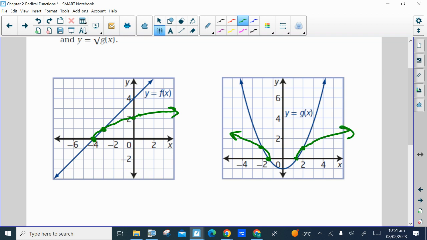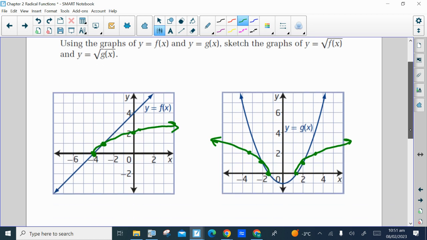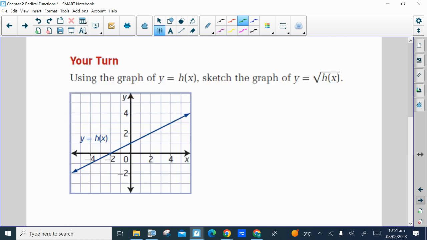We could, if we wanted to, be a little more accurate, and let's do that. Take the square root of 4. That's 2. X values don't change, but the y values do. Square root of 4 is 2. This just gives us a more accurate sketch. Okay?